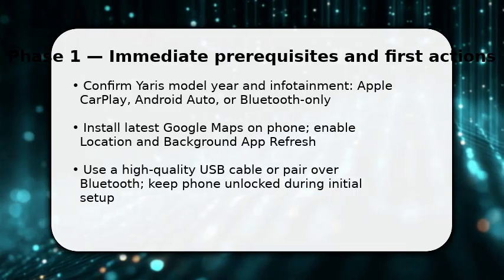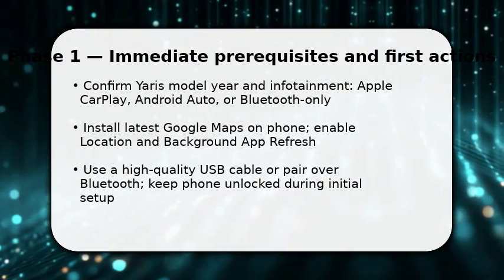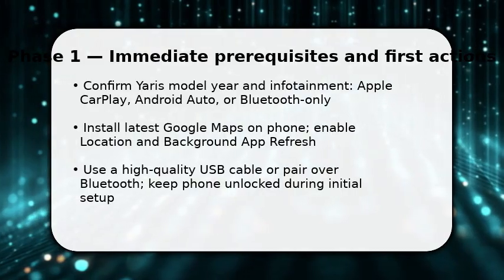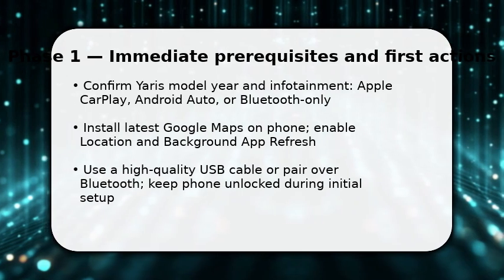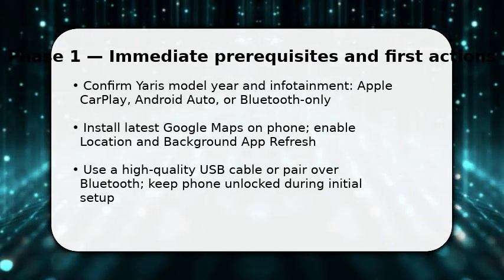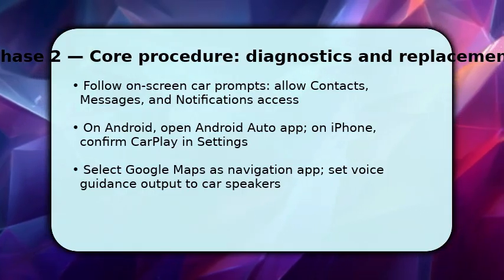Plug a good USB cable into the car or open Bluetooth pairing on both devices. This initial connection exchanges permissions and audio routing. These first steps set the system's voice, screen mirroring, and data permissions, so priority 1 is a stable physical or wireless link. Next, you complete the pairing and app authorization so navigation runs smoothly.